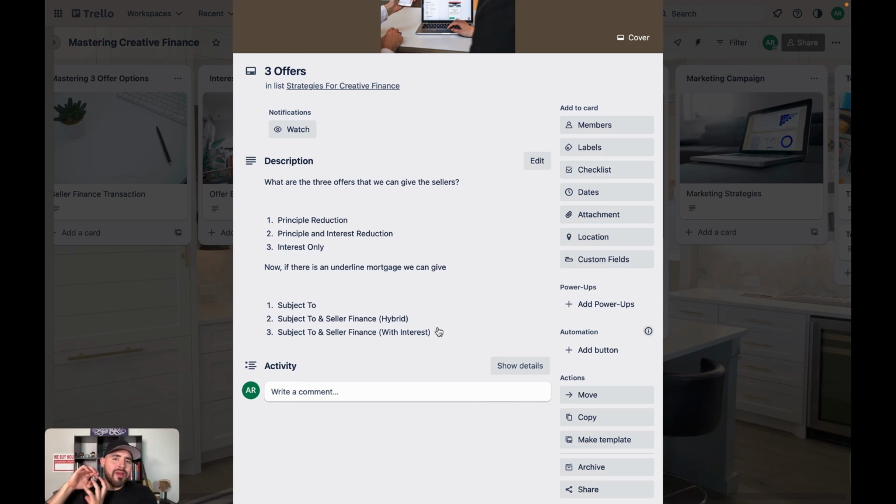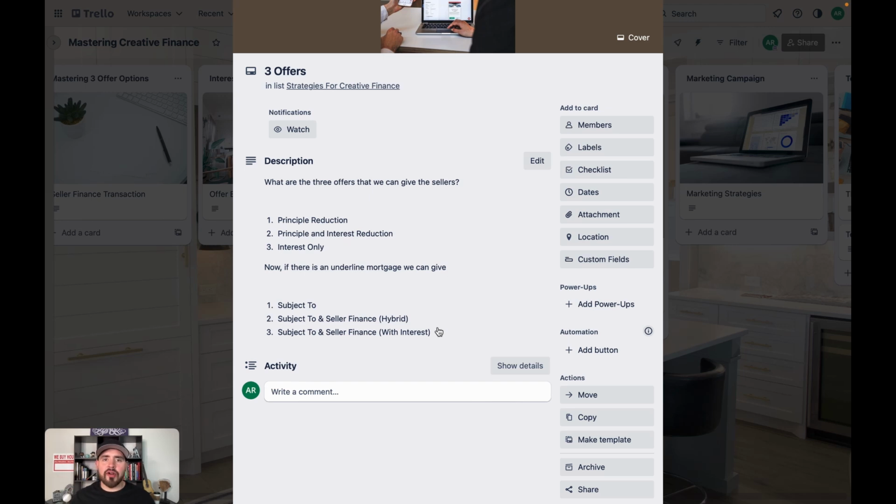Now, before we continue to subject to, I kind of want to touch on it because you might see it. Subject to is we're picking up the property subject to an existing mortgage. So if there's an underlying balance, we become the owner of the property, but the mortgage stays in place. That is what a subject to property is. The mortgage is going to stay in place, but the ownership of the property is going to transfer to us. That's all it is. There's nothing more than that.